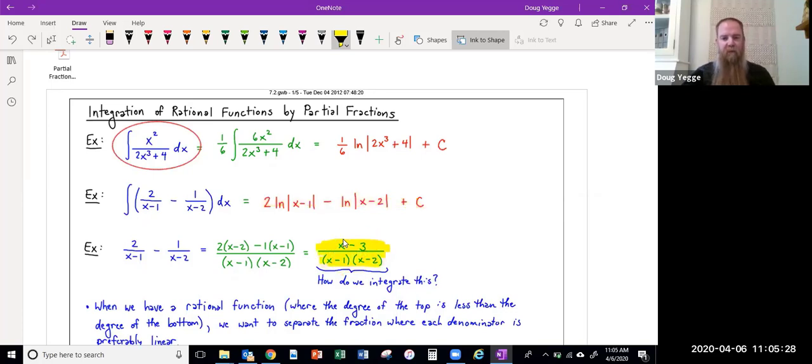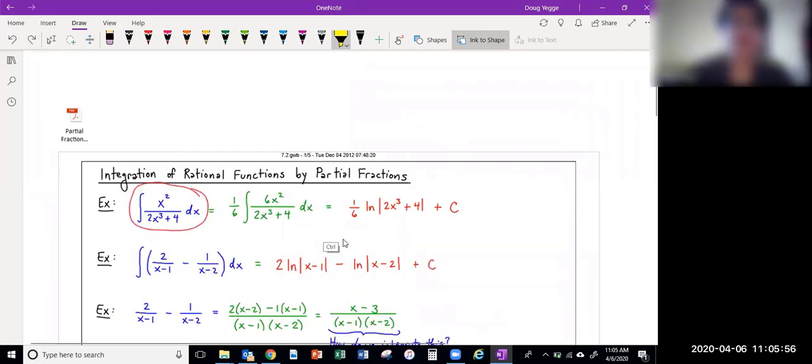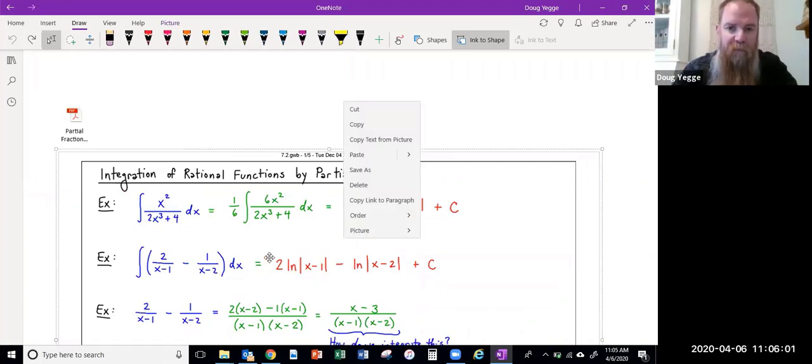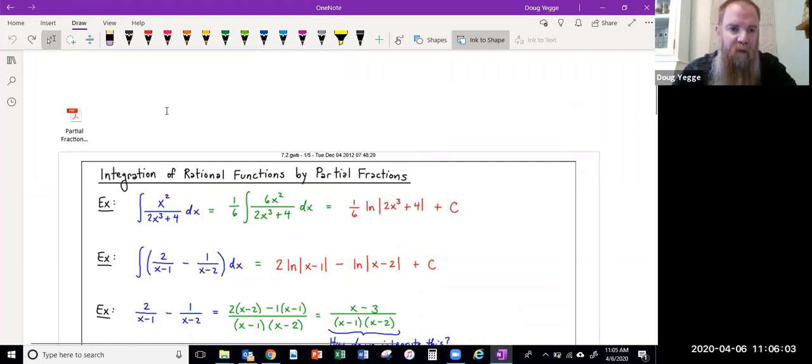The integral of this function down here is 2 ln of x minus 1 minus ln of x minus 2, because these two functions are exactly the same. This function is the same as this function, so they should have the same integral. The problem is that if it looks like this form right here, then we could integrate it easily. But if it looks like this form, then we can't integrate it as easily. So any idea on what our goal is going to be here? Make our complicated one look easier to integrate. Exactly. Our goal is to somehow make our complicated function look easier.